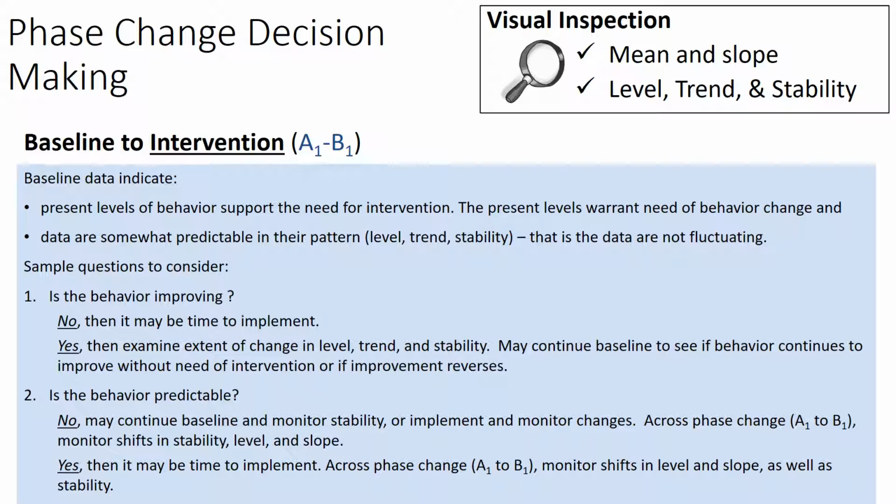Two guiding questions for deciding when to change phases from baseline to intervention are: 1. Is the behavior improving? 2. Is the behavior predictable? Generally, 3 to 5 data points are needed to establish level, trend, and stability for answering these questions. When sufficient data have been gathered and graphed, the property of the visual analysis will guide your decision about the need for intervention. If data are somewhat predictable, your decision may be supported to introduce the next phase, such as B1, or intervention.